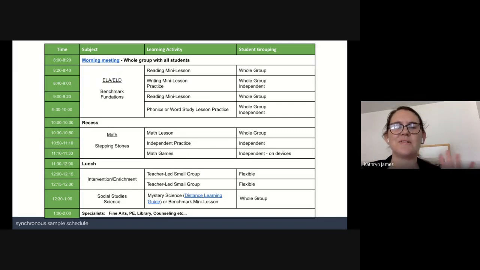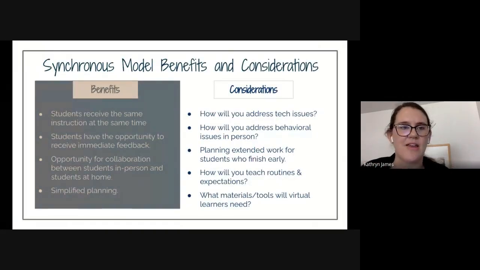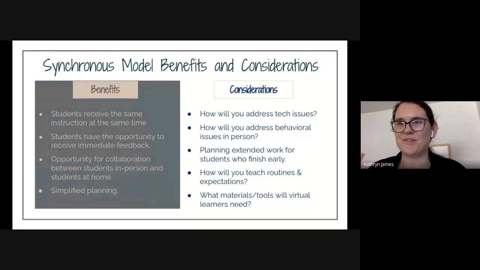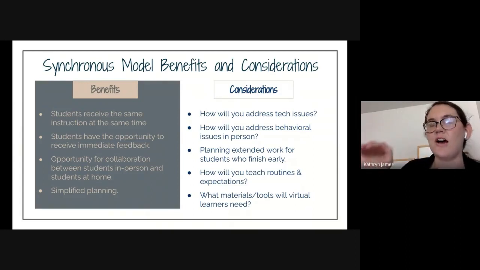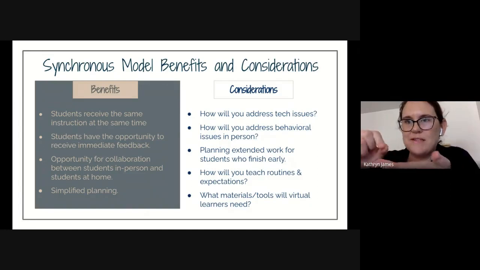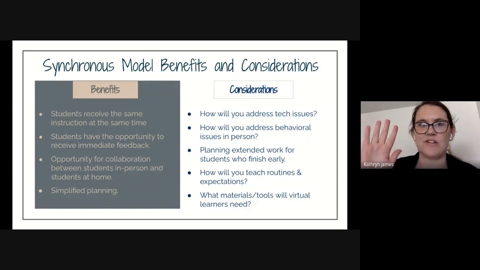Okay, so there are some benefits and considerations for this model. Some real benefits are that students receive the same instruction. Your students who are at home and your students who are in the classroom are receiving the same instruction at the same time. Students have the opportunity for immediate feedback. If your students are logged onto their device but working on a piece of paper at home, they can raise their hand and ask the teacher a question. The students who are in person can ask the same question, and the teacher is focused on one thing. So you have that opportunity for immediate feedback.